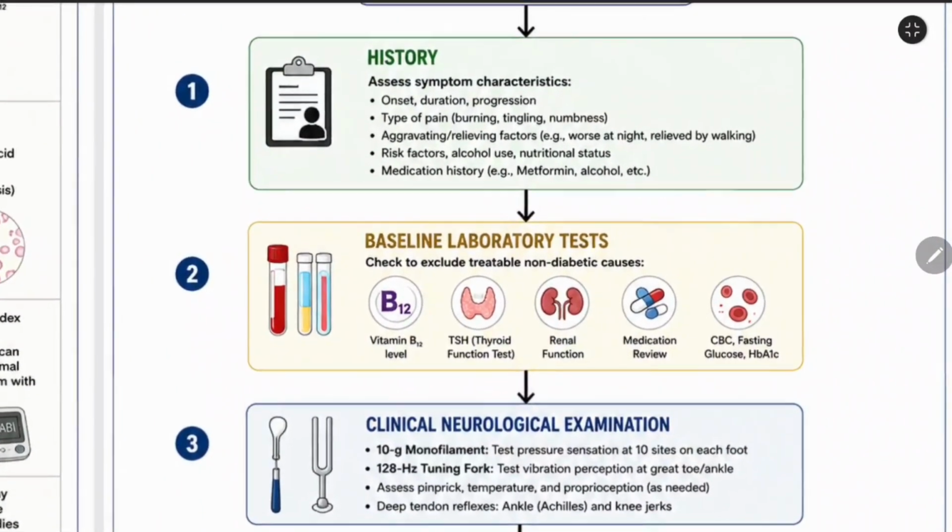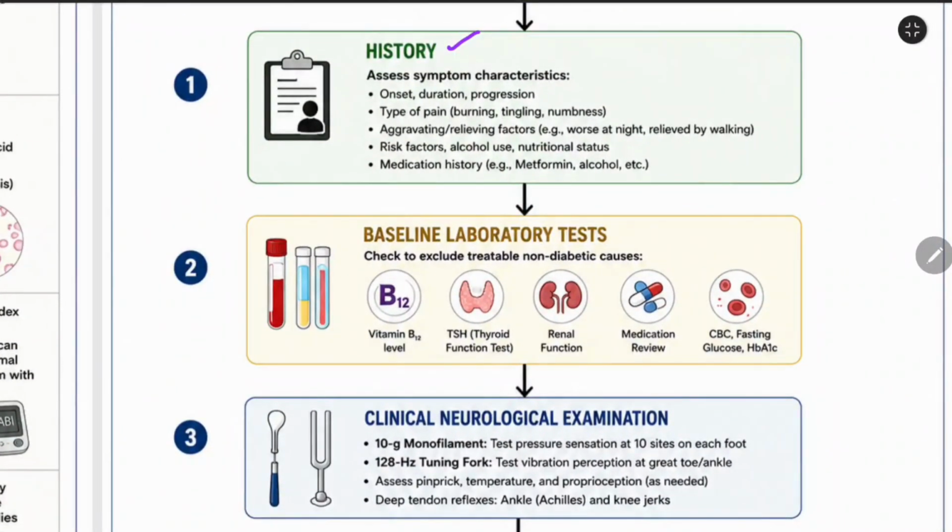So, a 4-step approach. Number 1, take the history, assess symptom characteristics, onset, duration and progression, because the onset is usually gradual and there will be a long history of diabetes mellitus, or poorly controlled diabetes mellitus. If it is abrupt onset and more motor symptoms than sensory, then it is more likely not due to diabetes. What is the type of pain, whether it is burning, tingling, numbness?